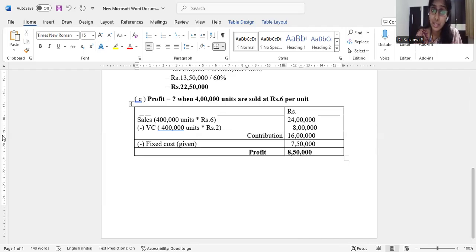So in this case, sales is rupees 6 per unit. Variable cost is rupees 2 per unit. Correct. So in this case, in the C case, the new contribution will be rupees 4 per unit. Correct. So rupees 6 minus rupees 2, so rupees 4 per unit.